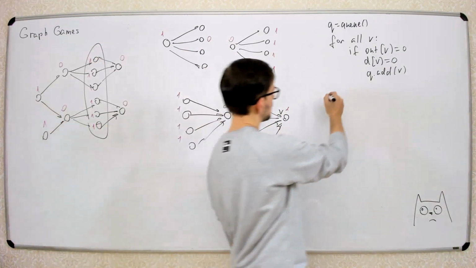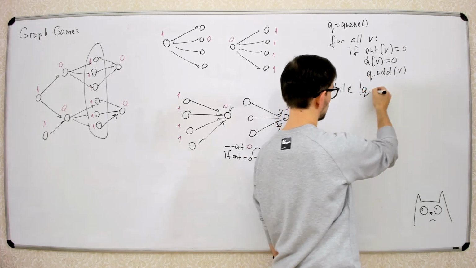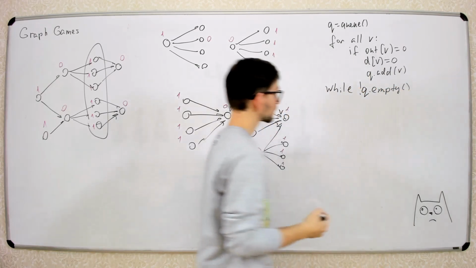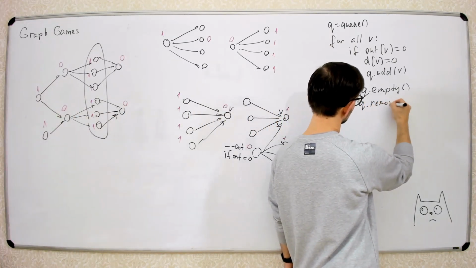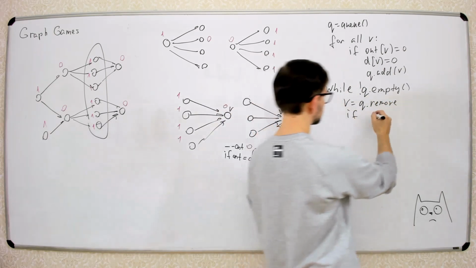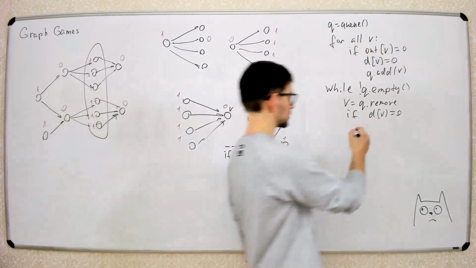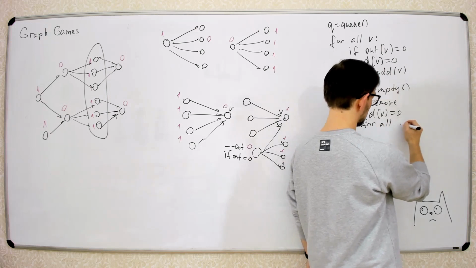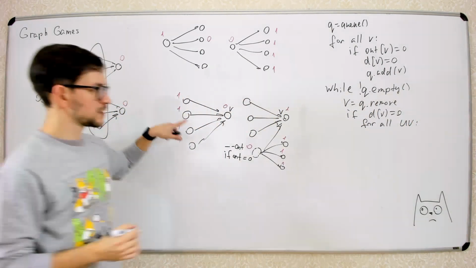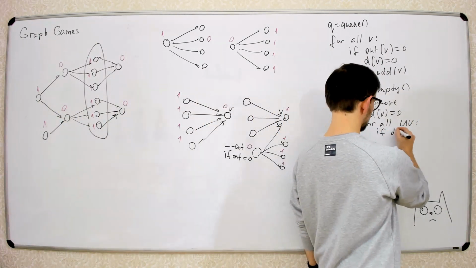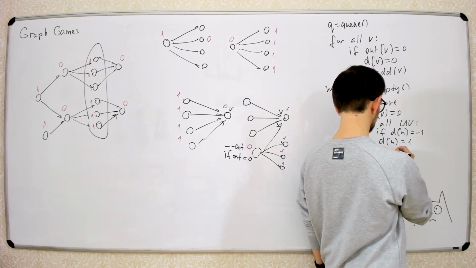And now, while the queue is not empty, we'll take one node from the queue. If it is a losing node, then we simply iterate over all ingoing edges, for all edges uv. We will say that we need to mark it. So if it is not marked yet, let's say that d of u equals 1 and put it in the queue.